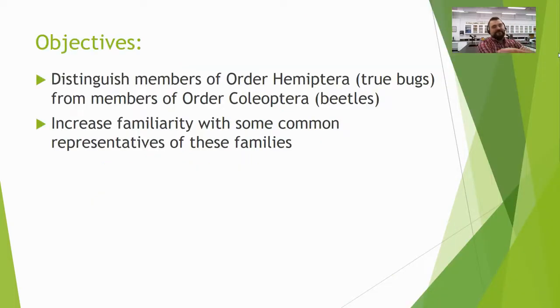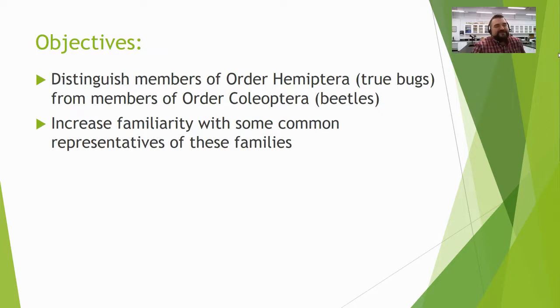Our objectives for this microlab are pretty simple. We want to be able to reliably distinguish between members of the order Hemiptera, those true bugs, because if you're like me, you might use the term bug for everything under the sun, but we're talking specifically about our true bugs, order Hemiptera, and then also tell them apart from the members of order Coleoptera, our beetles. Is it a bug? Is it a beetle?